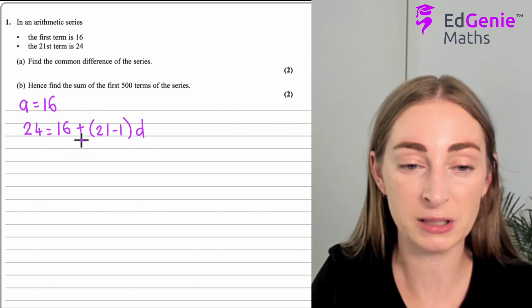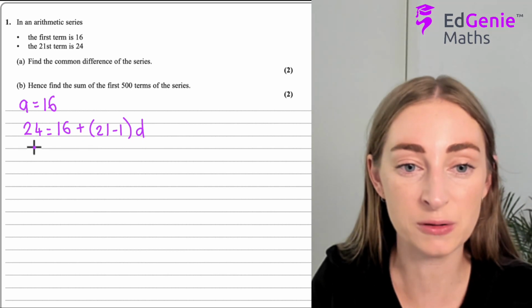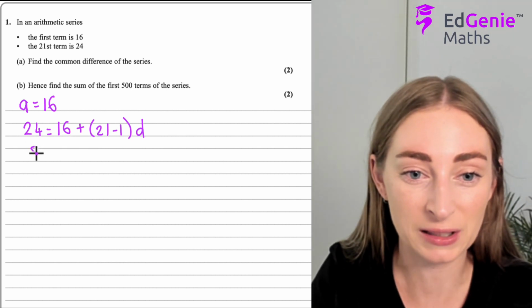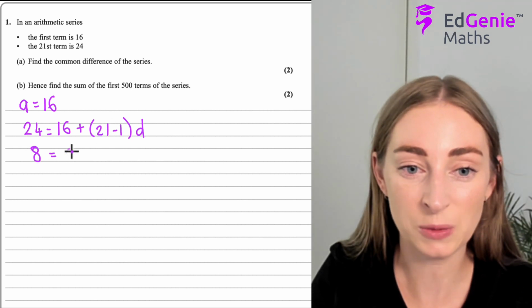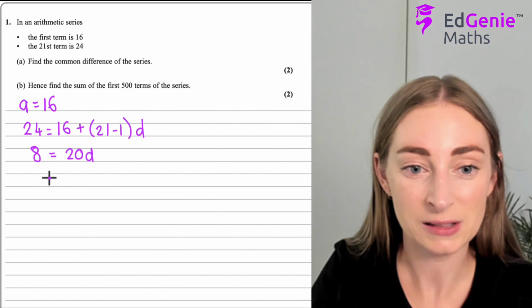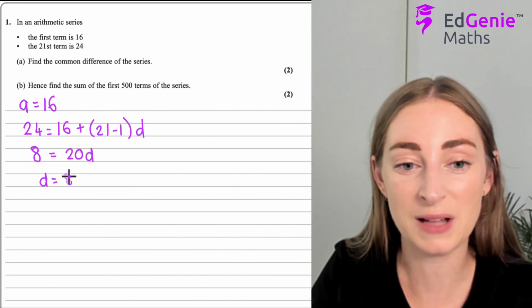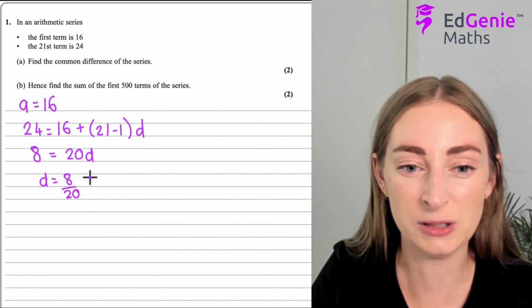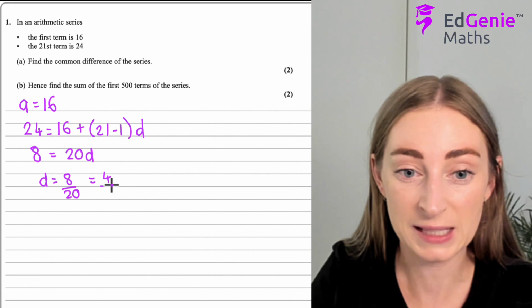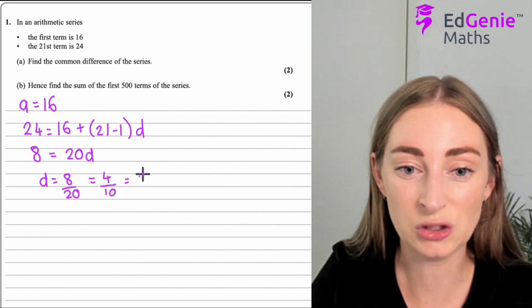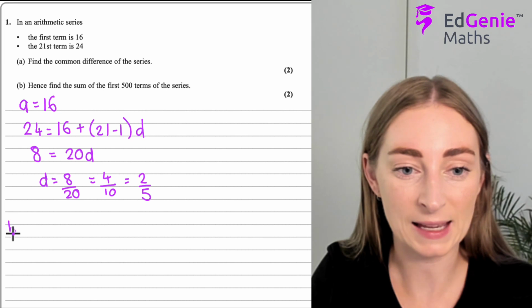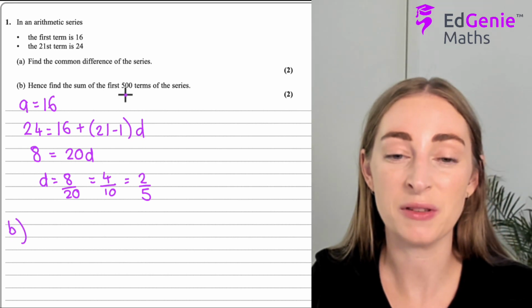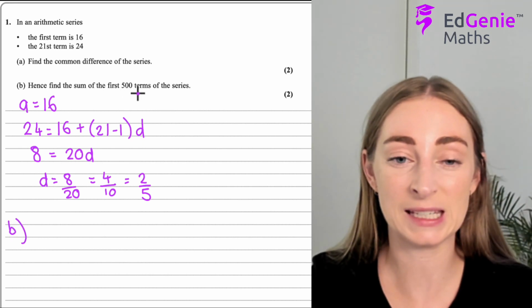So let's do a bit of rearranging here. If we do 24 take away 16, we are going to get 8. 21 take away 1 is 20. So D must equal 8 over 20, which is the same as 4 over 10, which is the same as 2 over 5. Part B says, hence find the sum of the first 500 terms of the series.